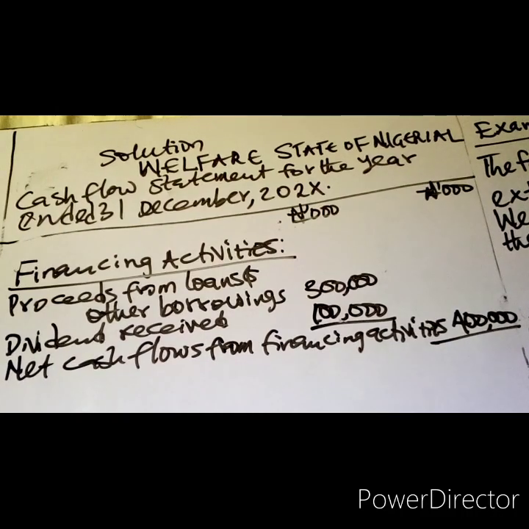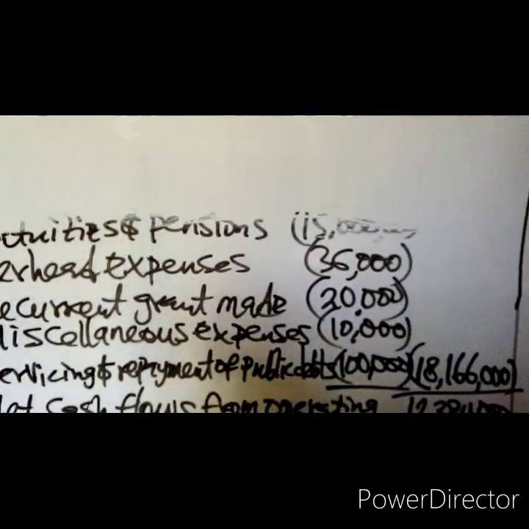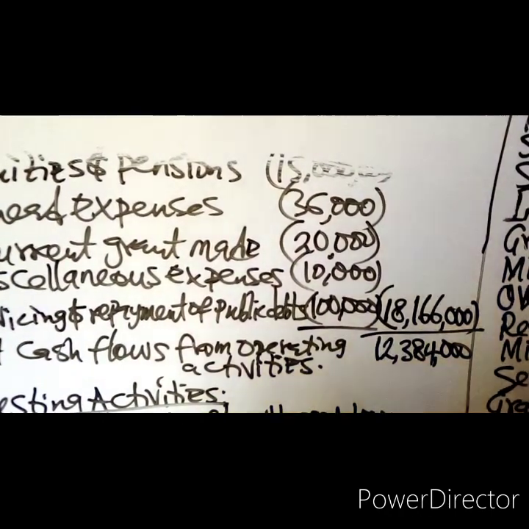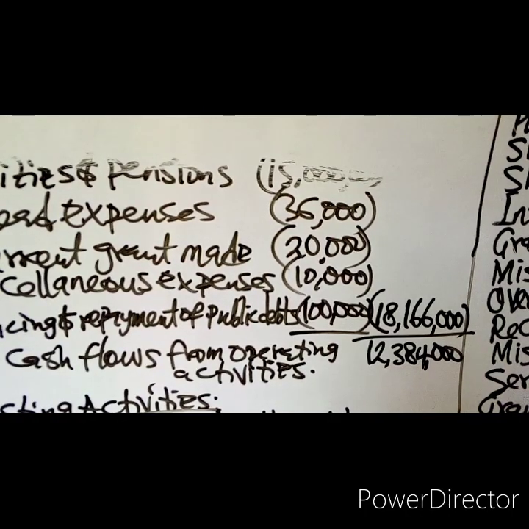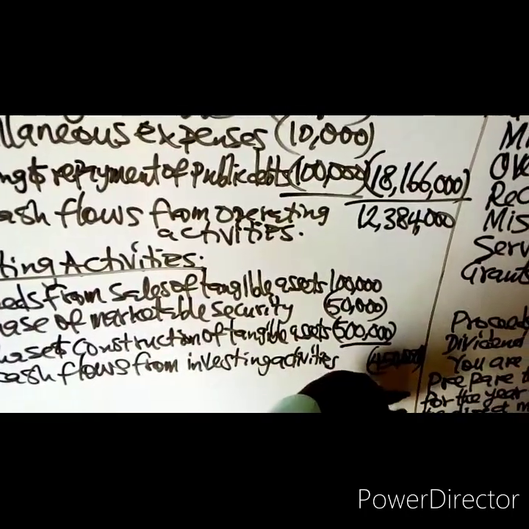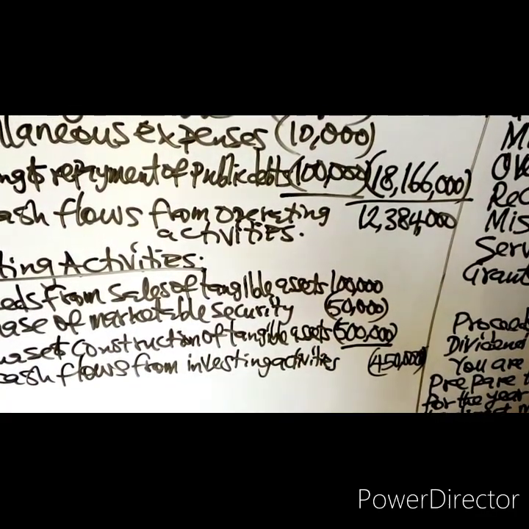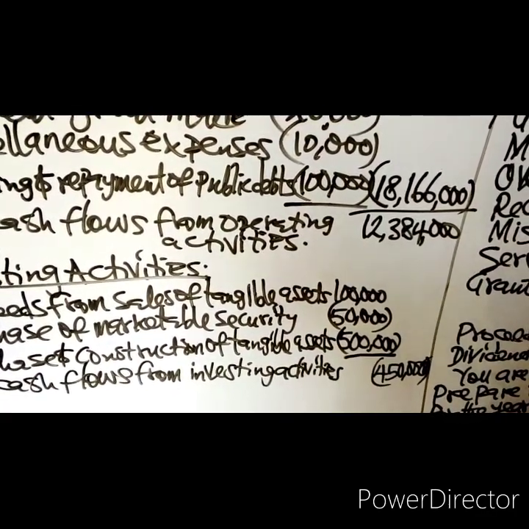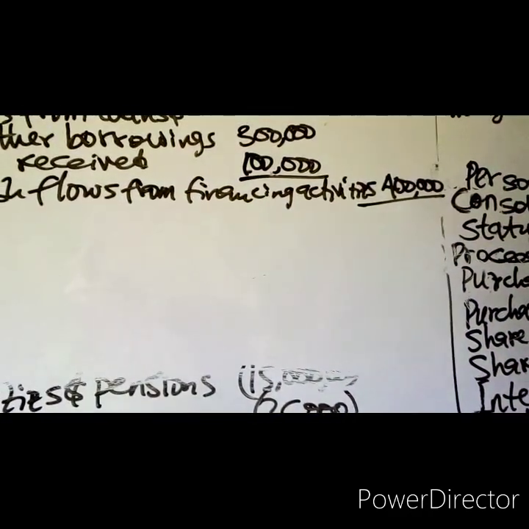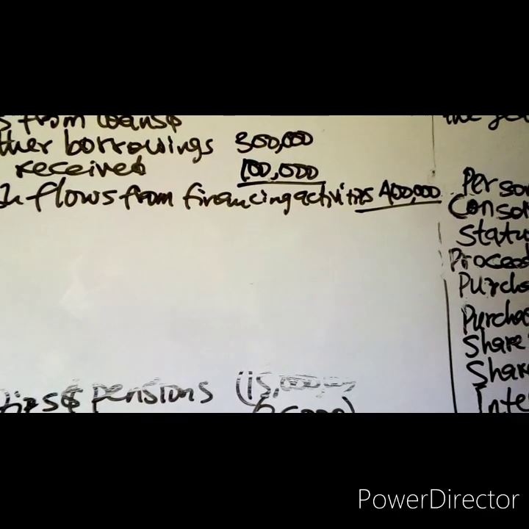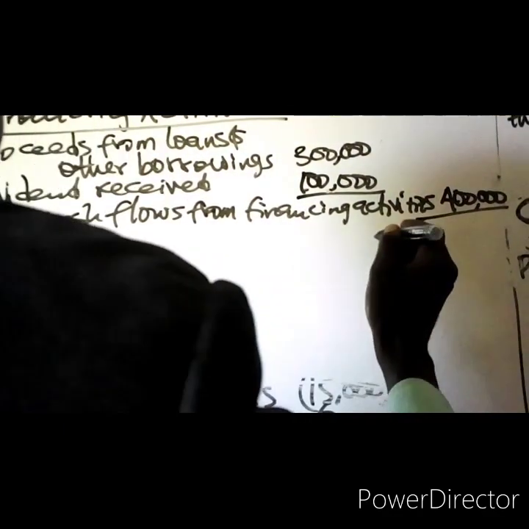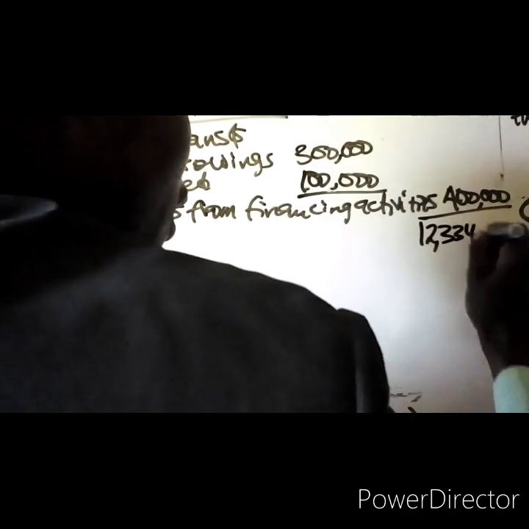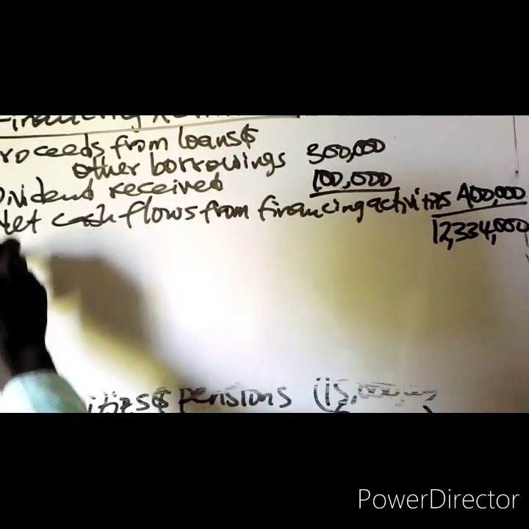So, to this, your operating activity, you have an inflow of 12,384,000. Then under investing activity, you have negative 450,000. Then financing activity, you have 400,000. Then you have 12,334,000. This is your net cash change.